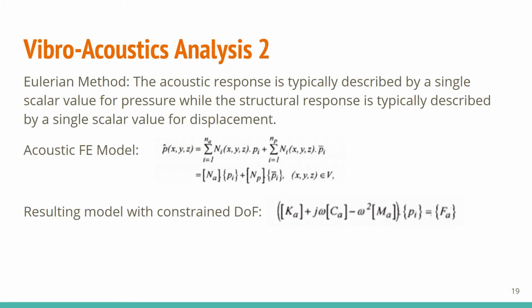So the Eulerian method, the acoustic response is typically described by a single scalar value, in this case pressure, while structural response is typically described by a single scalar value for displacement. Just like in our class, displacement is key in structures. So the acoustic FE model, same as before, and the resulting model when you apply constrained degree of freedom is Ka plus j omega Ca minus omega squared Ma times Pi equals Fa. Notice the subscript A. That's going to be important later because that's the acoustic part of the system.